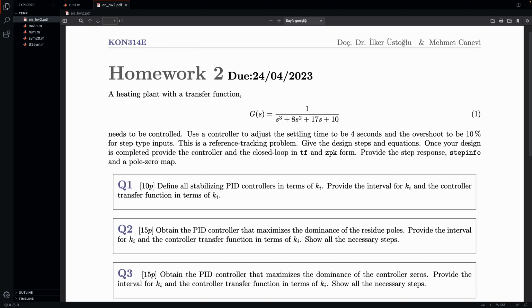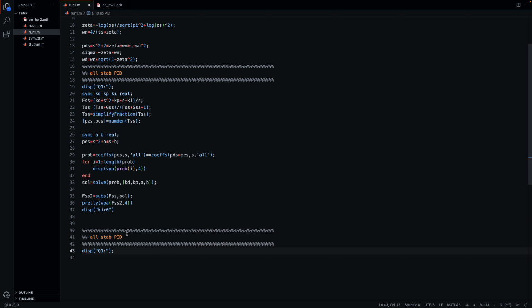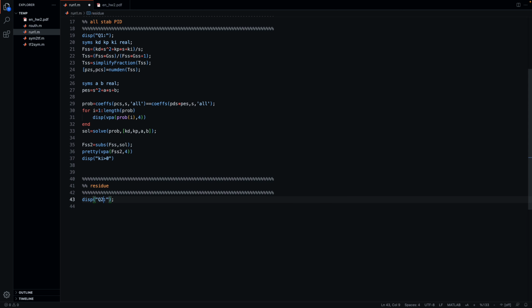Now, for the second part, we are asked to obtain the PID controller that maximizes the dominance of the residue poles, and only the residue poles. For that, we are already looking at PES. So what we can do, let me just copy this part here and call it residue. So this is going to be Q2, and there we go.